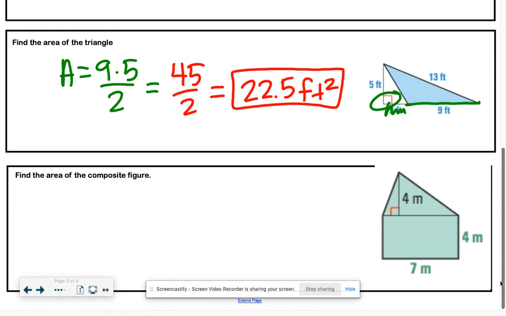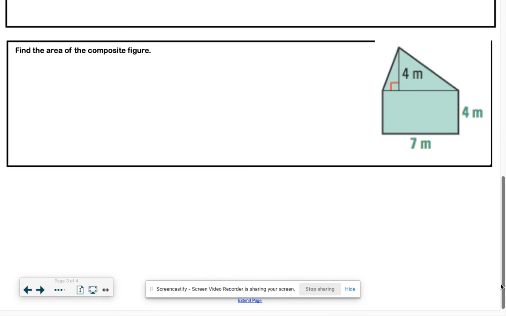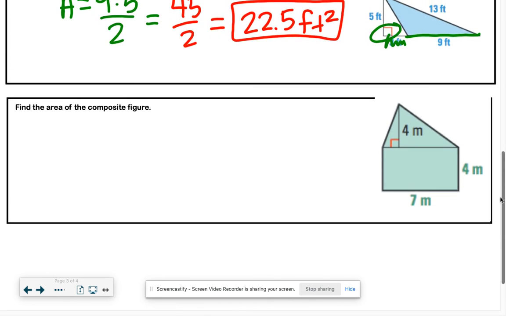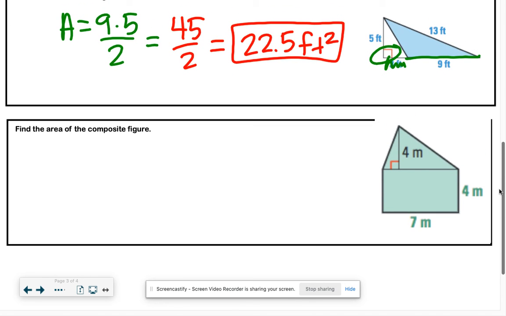On the home stretch here now. Our last one. We have a rectangle and a triangle. So we've got to find the area of both and add them together. Which one do you guys want to find first, the rectangle or the triangle? Triangle. Triangle, all right.